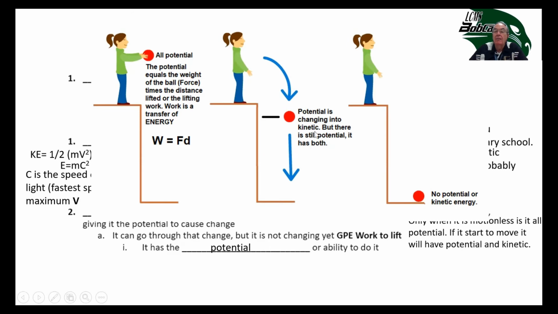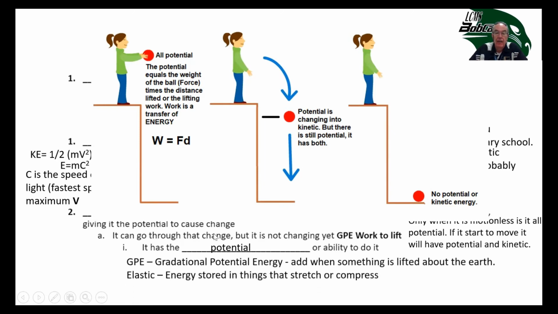During this time when it has both, we call this mechanical energy. And we're going to talk about this more as the unit goes on. Okay, so gravitational potential energy is the energy added when something is lifted above the earth. And then the other kind of potential energy that we talk about being stored in objects is elastic potential energy, and that's the energy stored in things that stretch or compress. But I want to take a look at this short clip on exploring potential and kinetic energy.